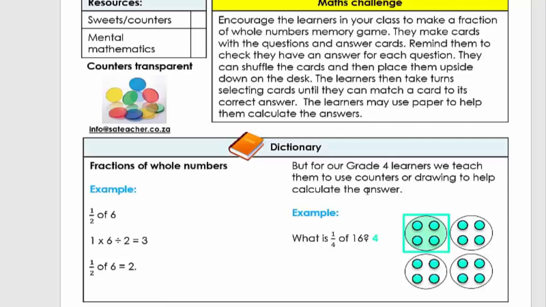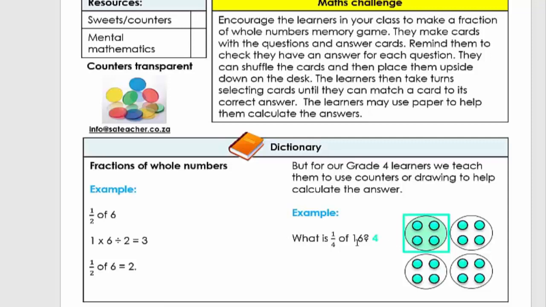But for grade 4 learners, it's still very important that we do it practically by using diagrams. So I'm going to do another example. What is 1/4 of 16? Here I packed out 16 counters, and we divided them between 4, because 1/4 of 16 means that we divide the 16 by 4, and then we can see it gives us 4.